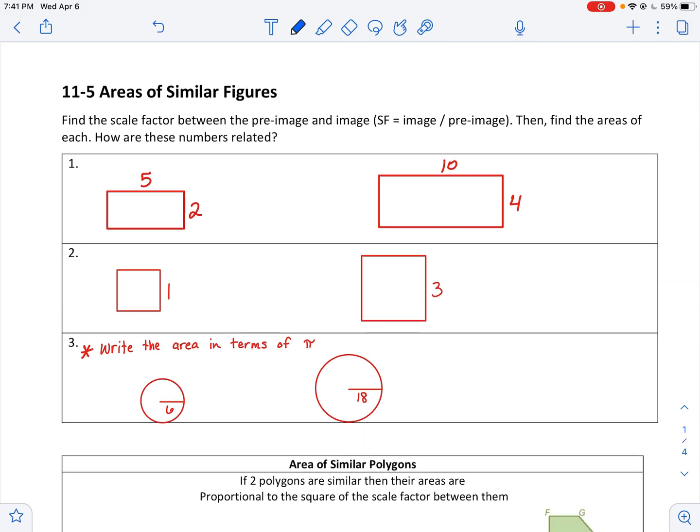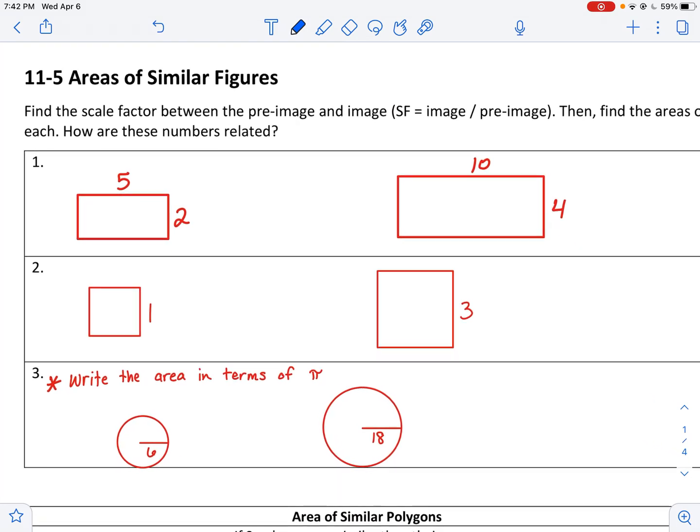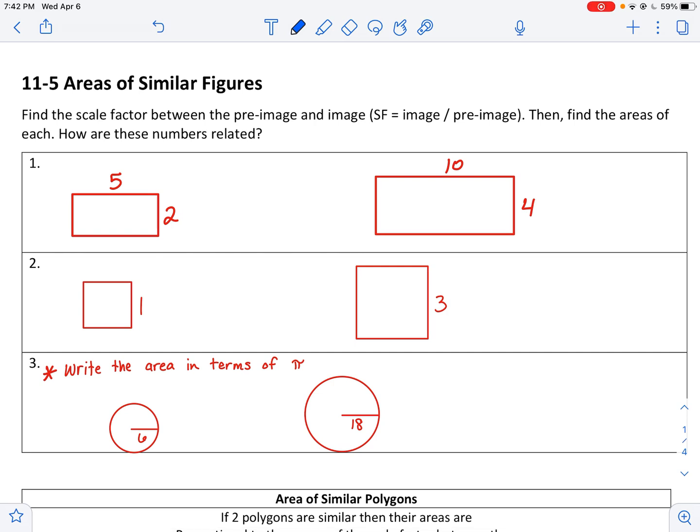So if I have a scale factor between my pre-image and image, we'll always call the pre-image on the left, image on the right, just for this first part, questions 1 through 3. I'd like you to find the scale factor of each set of similar figures, and then find the areas of each one, and see if you can find a pattern between the areas, or the relationship between the areas and the scale factors between the two figures, the pre-image and the image. If you want to take a few minutes, pause the video, and then try that, and unpause when you're done, that would be great.